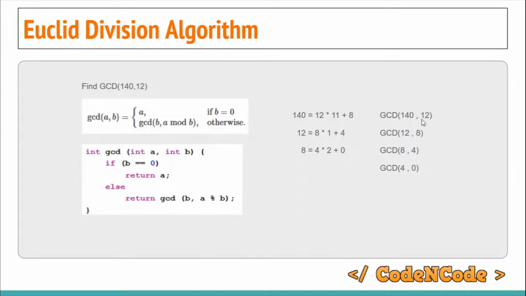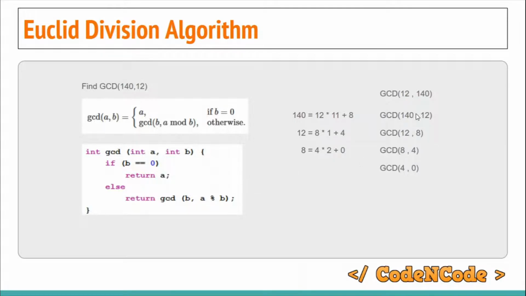But the problem is, what if from the main function we have passed 12 comma 140? From the main function, if you pass GCD 12 comma 140, what would happen? Since B is not 0, you would make a GCD call to B comma A mod B. So A would become 140 for the next time, and B would become 12 modulo 140. And if you divide 12 by 140, the remainder would be 12 itself. So even if you pass the first argument smaller and the second argument larger, after one swap, the second number itself would become smaller.